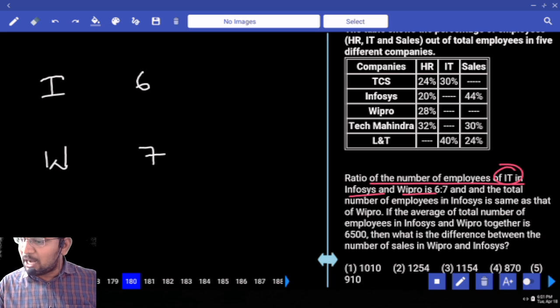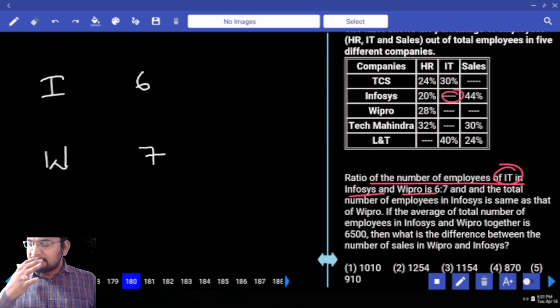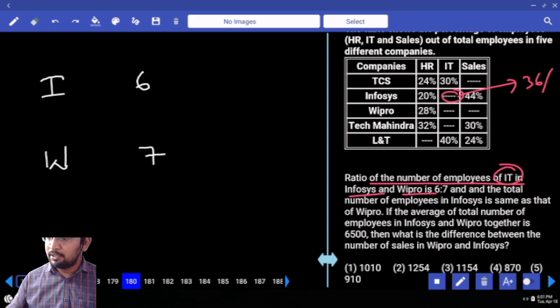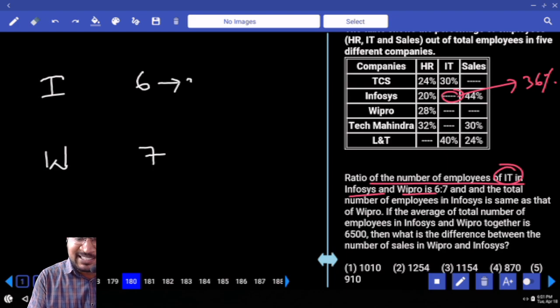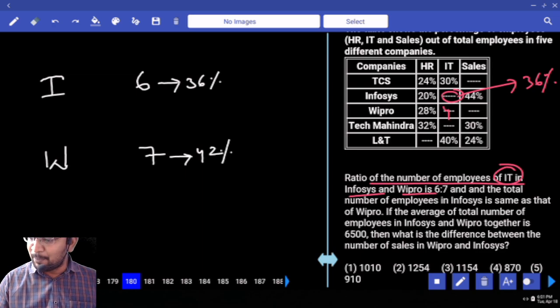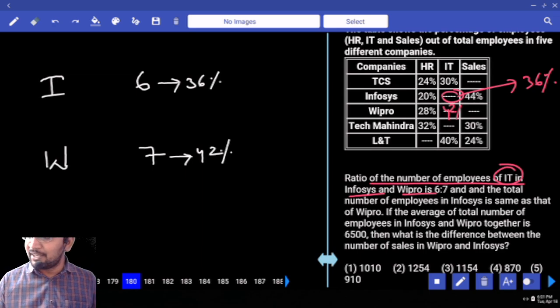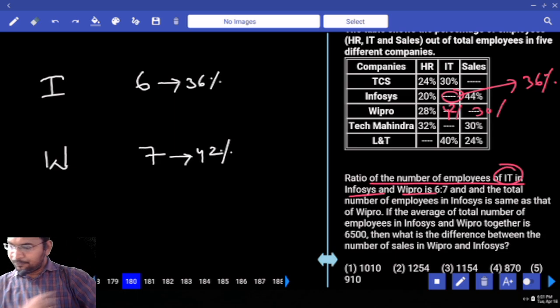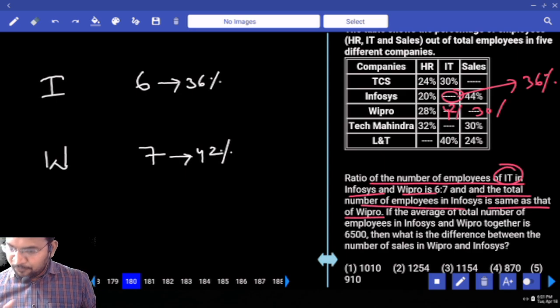Infosys IT employees are how much percentage? 36%, yes? Okay. 6 parts is 36%, so 7 parts is 42%. If this is 42, this is 30. Are you clear? Now, the total number of employees in Infosys is the same as that of Wipro.